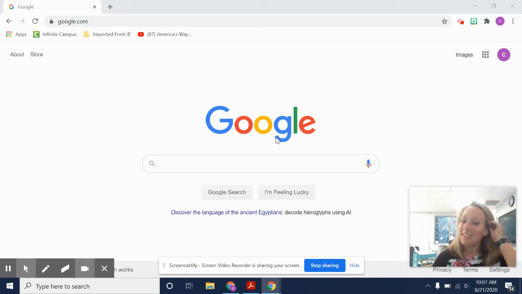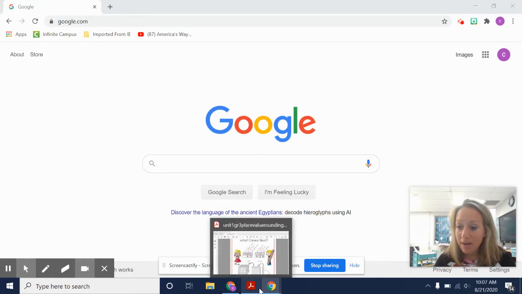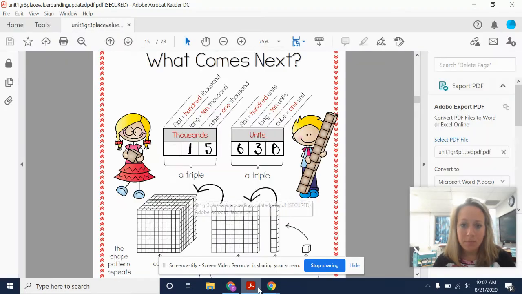Hi guys. Okay, today we're going to talk about place value and rounding. I know that you did a lot of this in second grade, so a lot of this is review. The place value especially is going to be review for most of you.